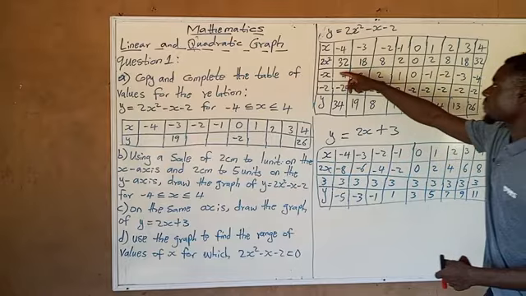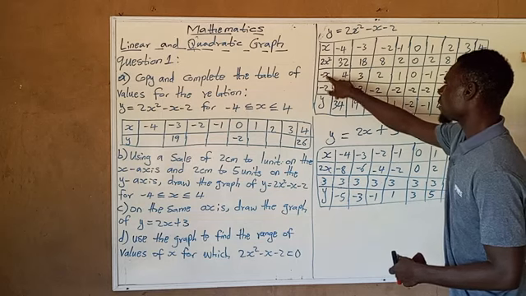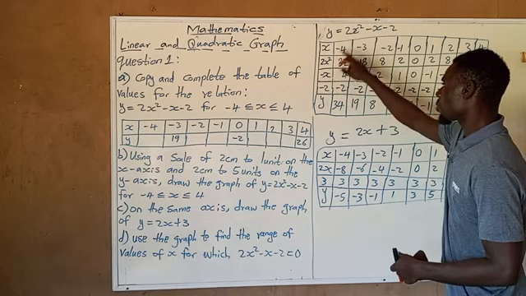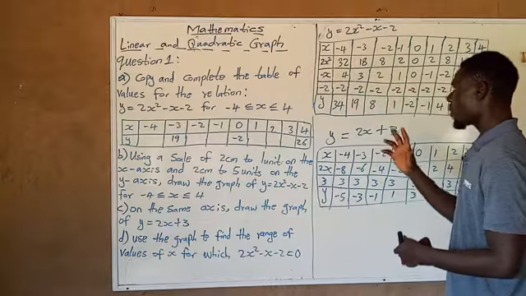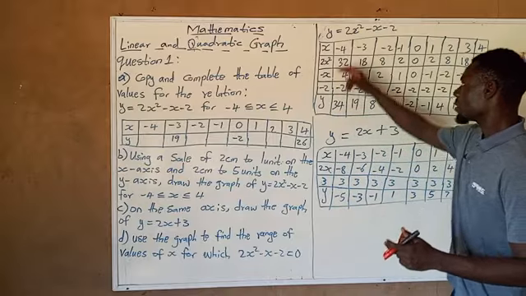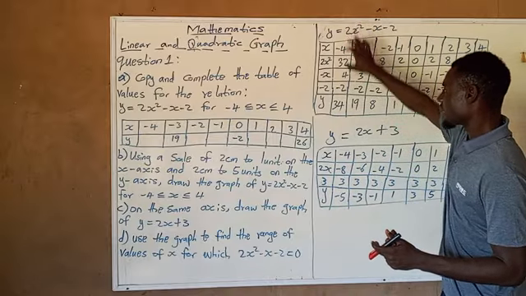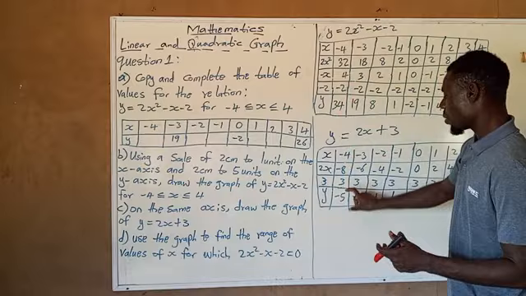The same thing with this one. This place is what? Minus this. Minus times minus will give us plus. So 4x is still 4x. So I add them and I got this value. So what we are going to use to plot the graph is this x-axis, y-axis, x-axis, y-axis.